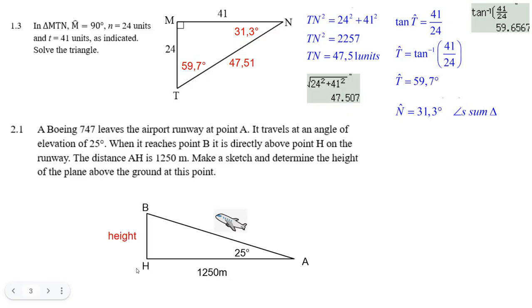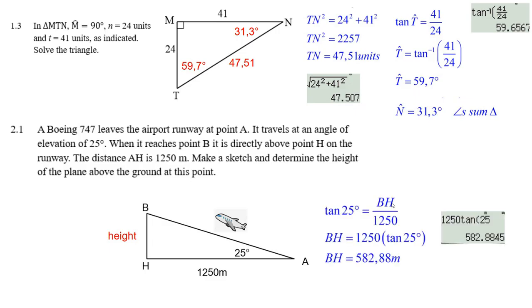So now it's a matter of trigonometry. The height is opposite. The runway at 1,250 is adjacent. Opposite, BH, the height, over 1,250 is the tangent of 25 degrees. That's the trigonometric equation you make. Just take 1,250 and multiply it by the tan of 25 on your calculator, and you get 582.88 meters. That's exactly how far that plane would be off the ground. And that's your answer. There we go, all done.